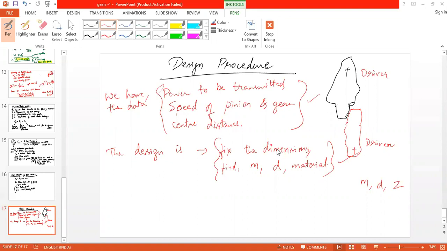How can you get those data? See, we already know that N1 by N2 is equal to D2 by D1, and that is equal to Z2 by Z1. So we know these equations, so we can get the dimensions of the other gear.